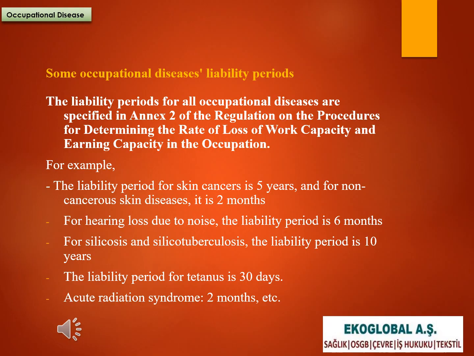The liability periods for all occupational diseases are specified in Annex 2 of the Regulation on the procedures for determining the rate of loss of work capacity and earning capacity in the occupation. For instance, the liability period for skin cancer is 5 years, non-cancerous skin diseases 2 months, hearing loss due to noise 6 months, silicosis/silicotuberculosis 10 years, tetanus 30 days, acute radiation syndrome 2 months.